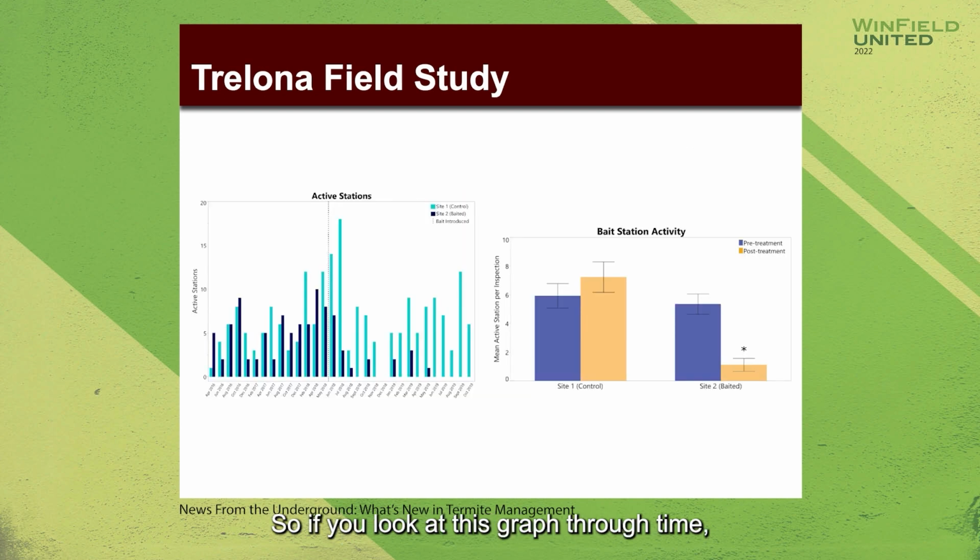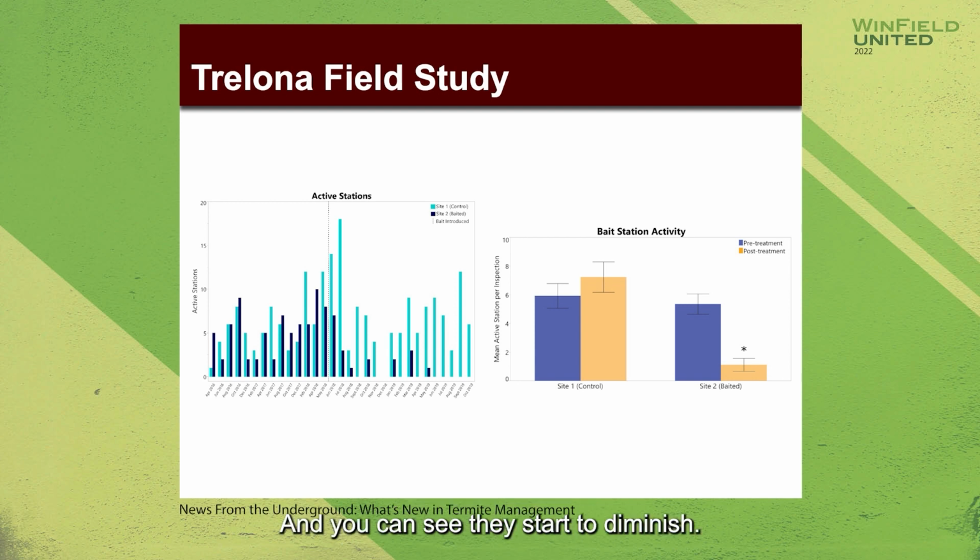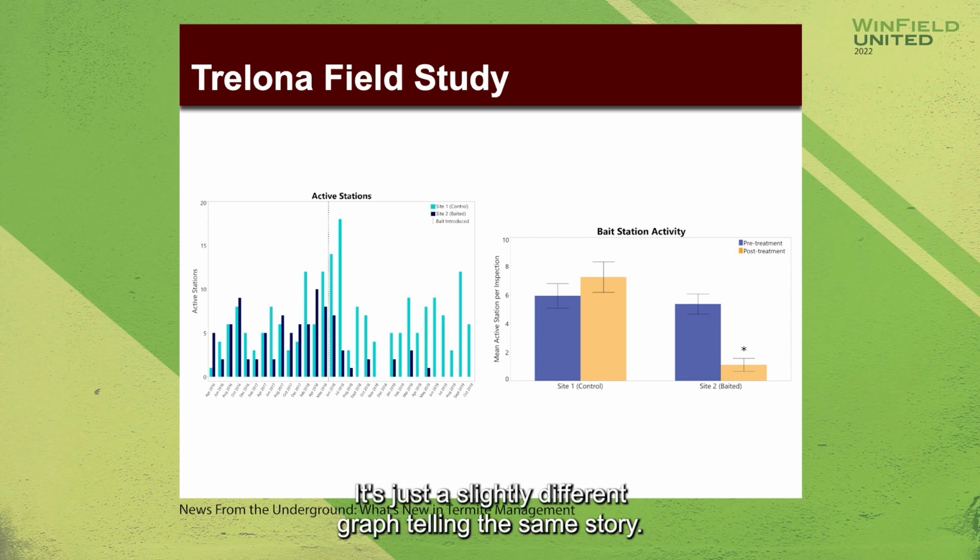So if you look at this graph through time, you can see the number of colonies at our baited site versus control site were very similar. The dark bars are the baited site, the light bars are the control site. And then just here in 2018, we put active ingredients into the colonies in the baited site. And you can see they start to diminish. You can kind of see this same phenomenon on this graph.